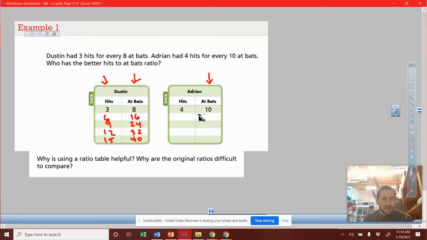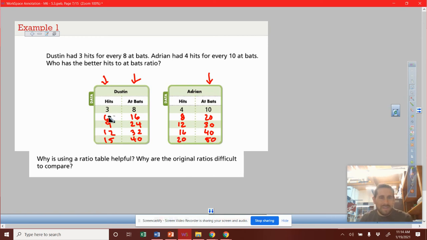So we'll do the same thing over here. If they get 10 more at bats, we would expect 4 more hits. So we do 4 plus 4 is 8. Give them 10 more at bats, 4 more hits. 10 more at bats, 4 more hits, and so on, right?